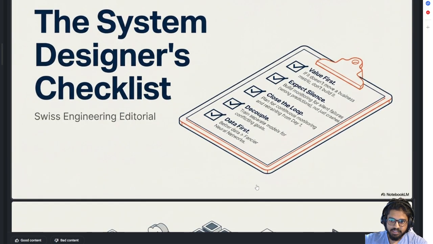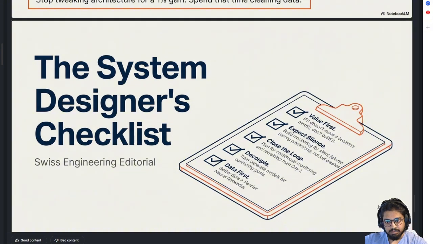That's it. So eventually, at the end, the system designer's checklist would be value first. If it doesn't move the business metric, don't build it. The business metric is the key. That's the main thing. And then comes expect silence. Silent failures are the key, so you need to keep an eye on them. Build monitoring systems for silent failures, and work on them constantly.